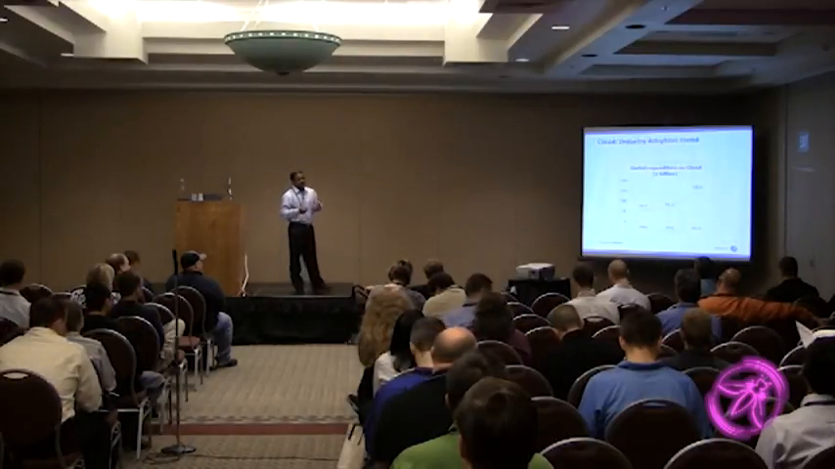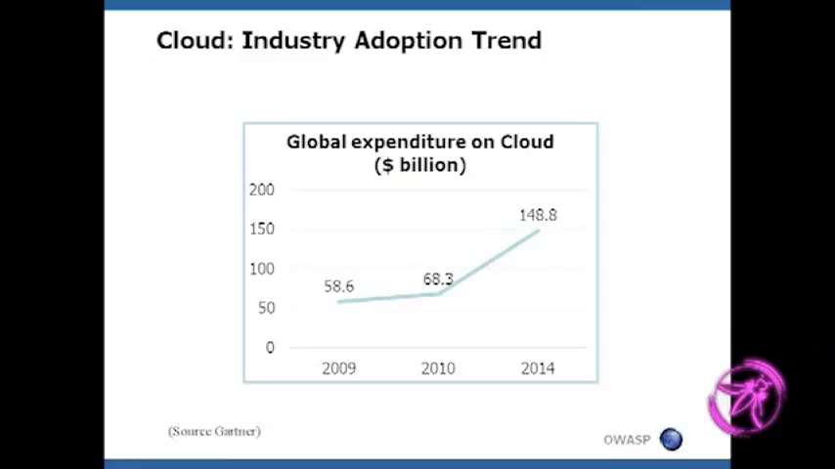So why is it important? According to Gartner, cloud computing is the top strategic technology in 2010. I think it's still in 2011 and beyond. As per their projections last year, they said that global expenditure on adoption of cloud-based solutions and services may top $150 billion. Actually, last month I was reading a report from CIO.gov, which is a public record.